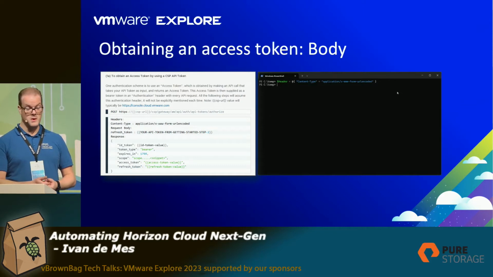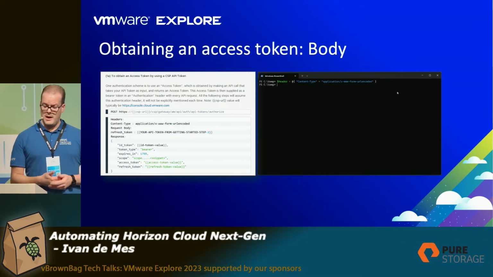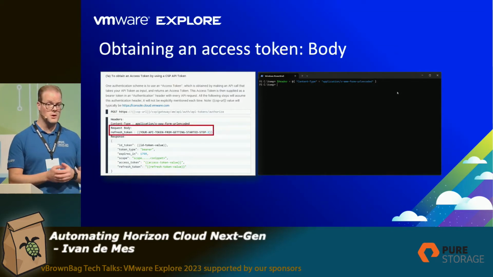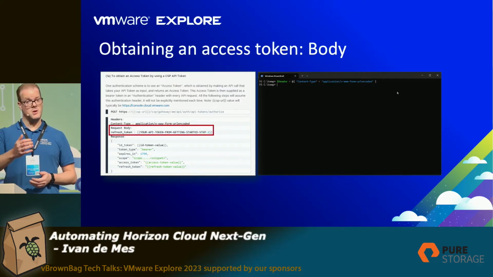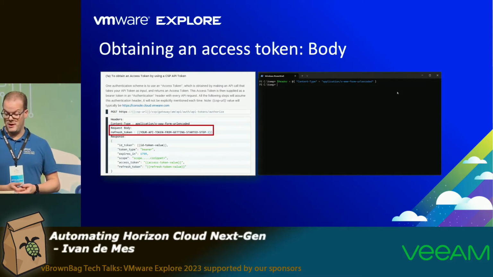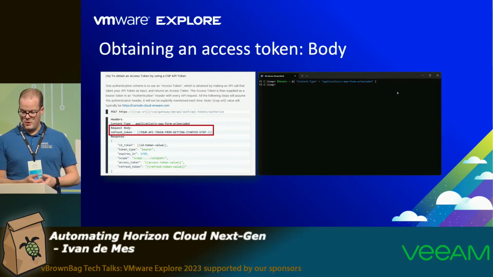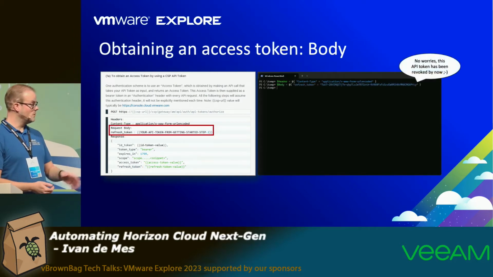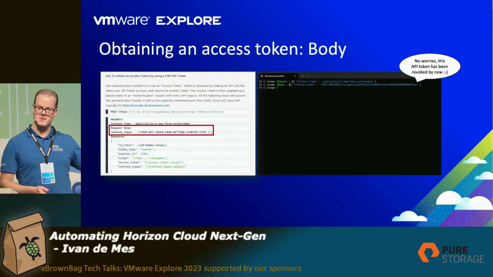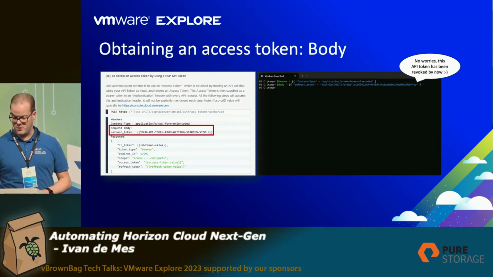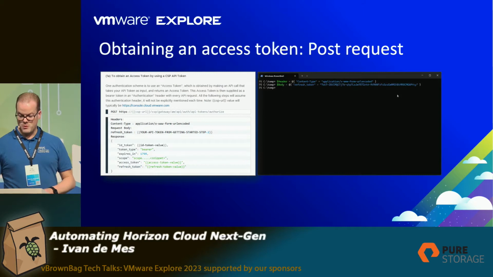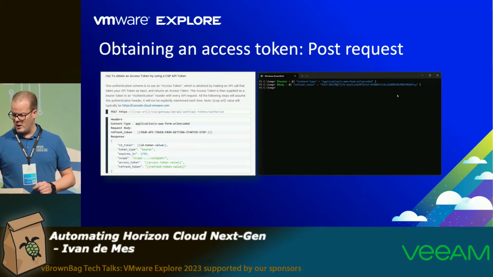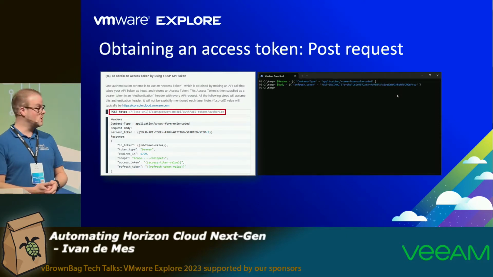Then we need to construct a body, and as you can see in the documentation, it needs a refresh token. The refresh token is actually the API token that we just generated. So with that we construct our body. And don't worry, this API token is in plain text, but it has already been revoked, so it's not reusable. Once we have both the header and the body, we can send the request to our request URL.